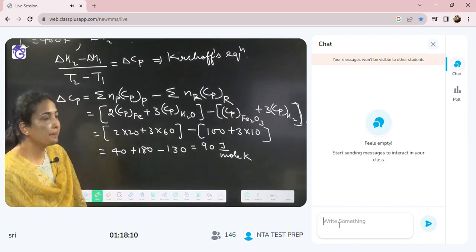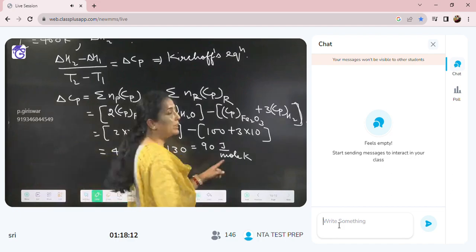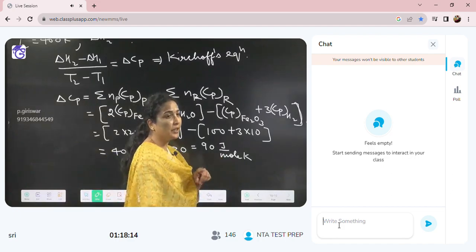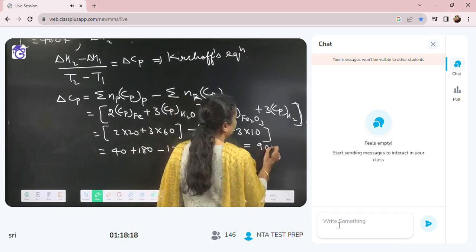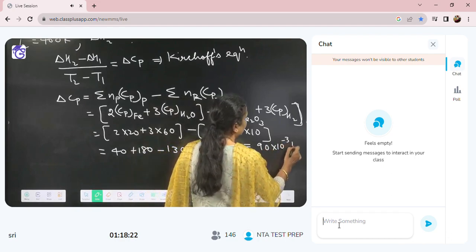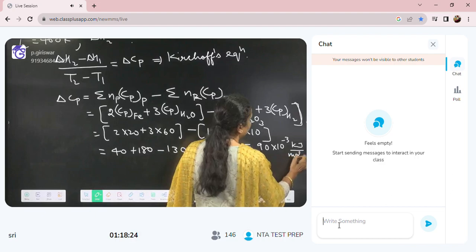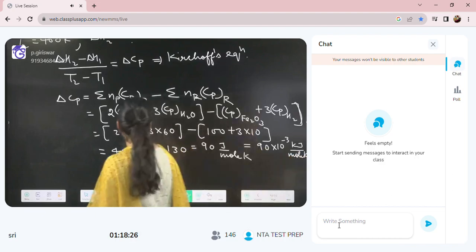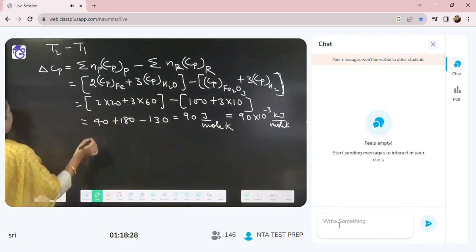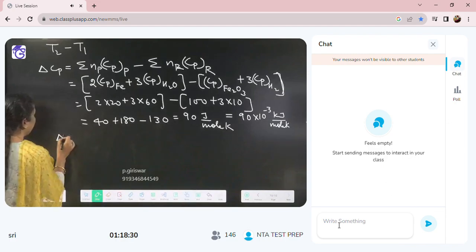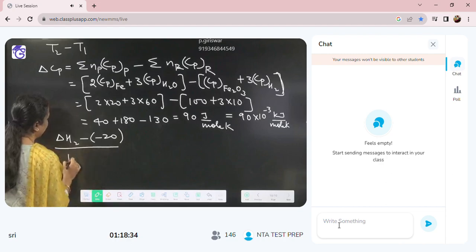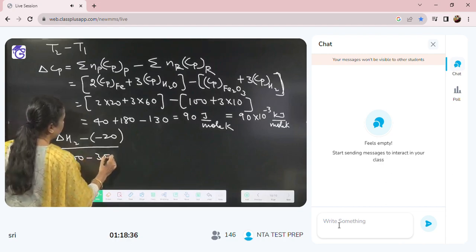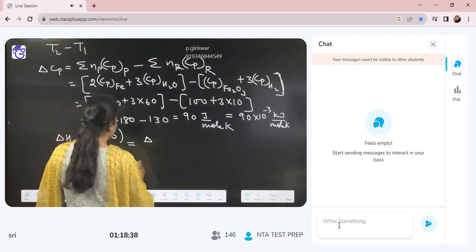Good, very good. So here again be careful with the units, because delta H is given in kilojoule and here you are writing in joule. So I will write this as 90 into 10 to the power of minus 3 kilojoule per mole Kelvin, right? So I can write this as delta H2 minus delta H1, which is minus 20, divided by 400 minus 300, that is equal to the delta Cp value.